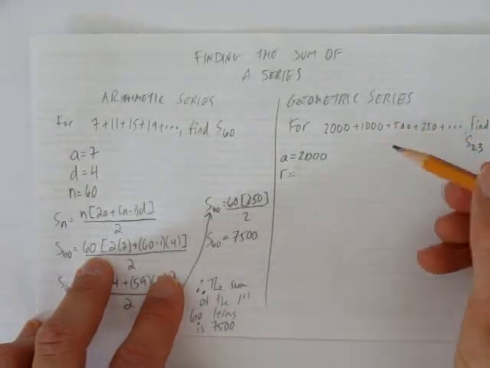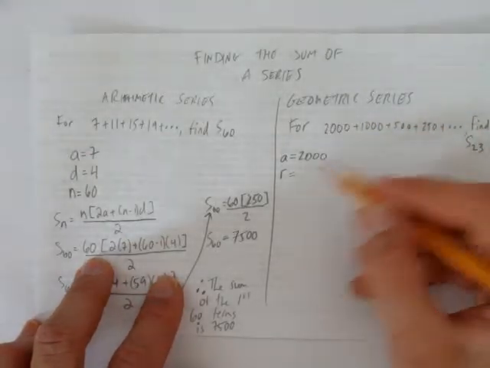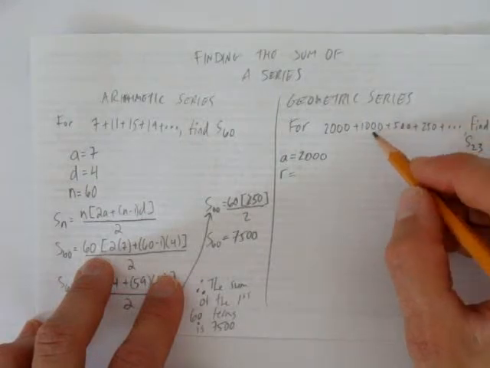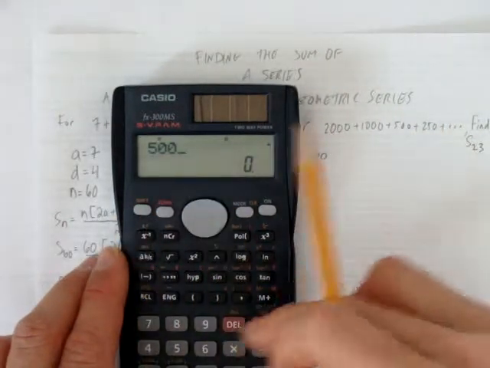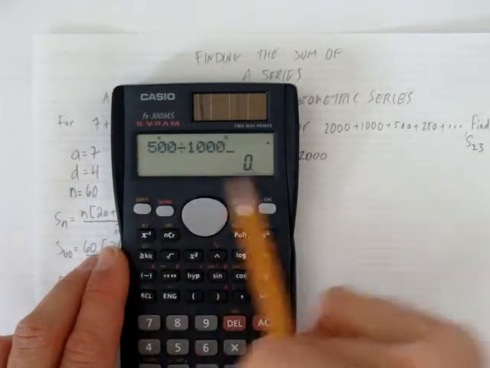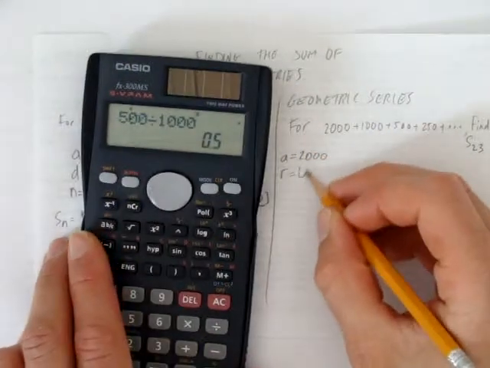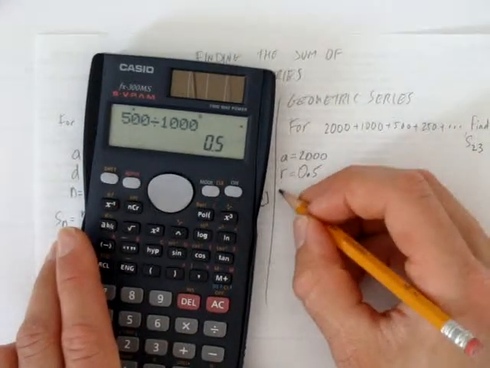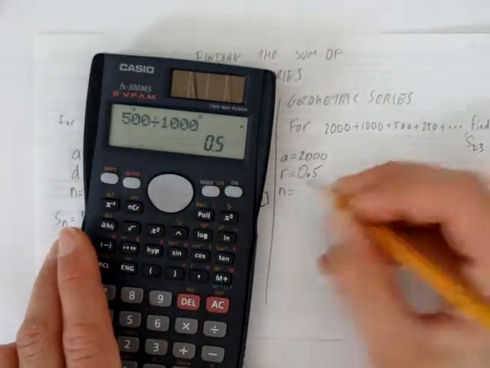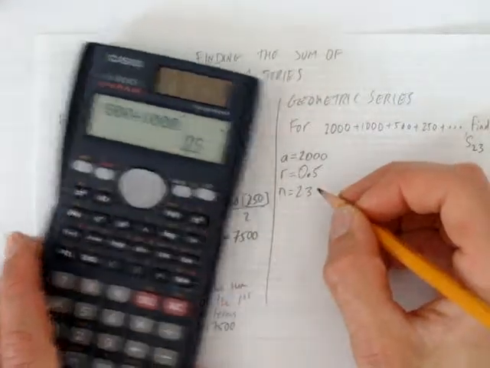And if you can't see it, a lot of students will get it wrong. They'll say, oh, it's 2, but it isn't. Take a number and divide by the one before it. If you still can't see it, what's 500 divided by 1,000? 0.5. In other words, these numbers are changing by multiplying by 0.5. Finally, we're looking for the sum of the first 23 numbers, so n is 23.